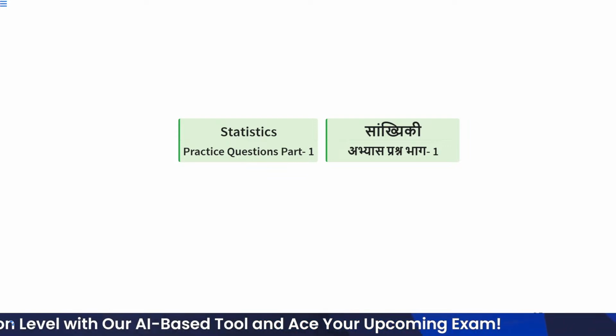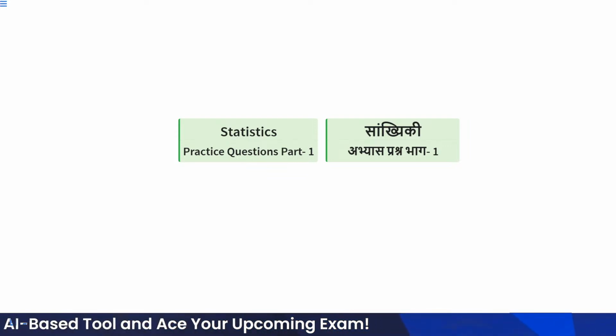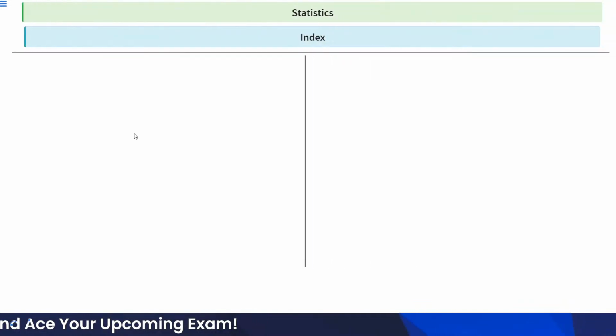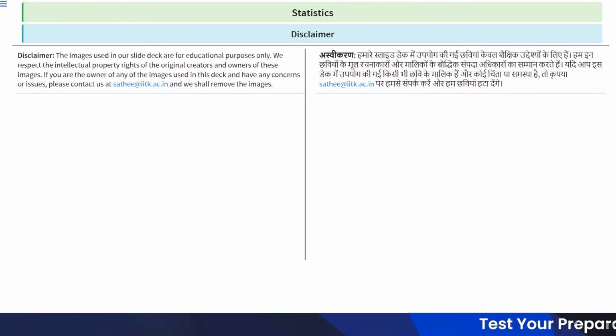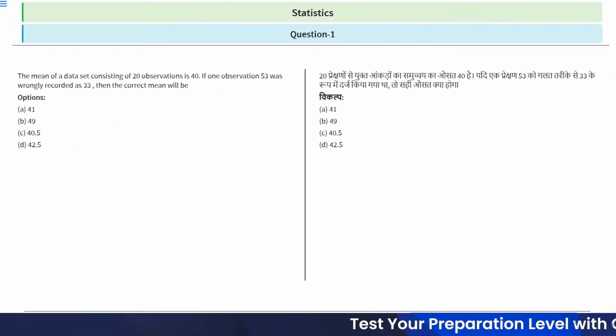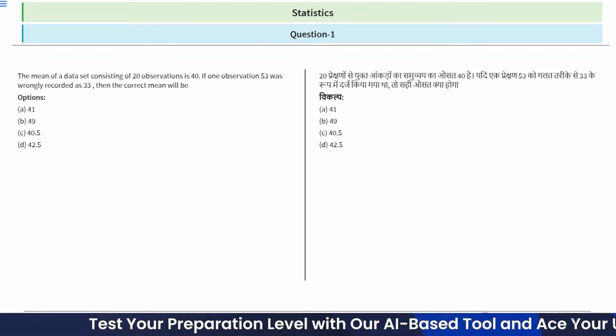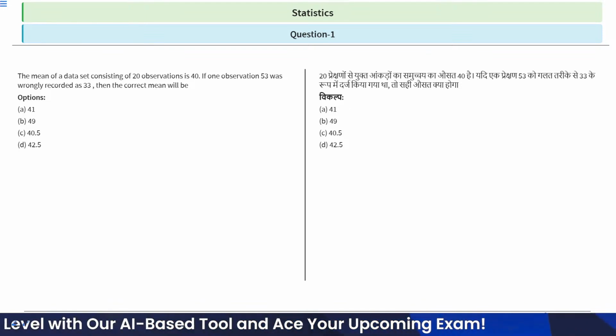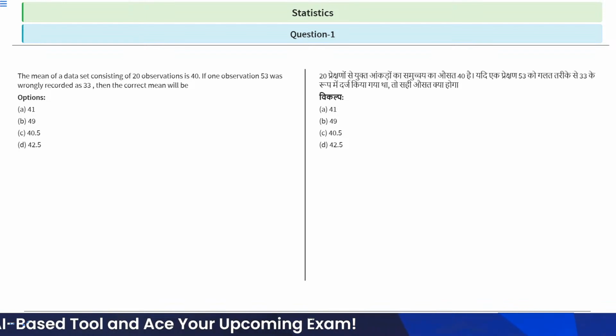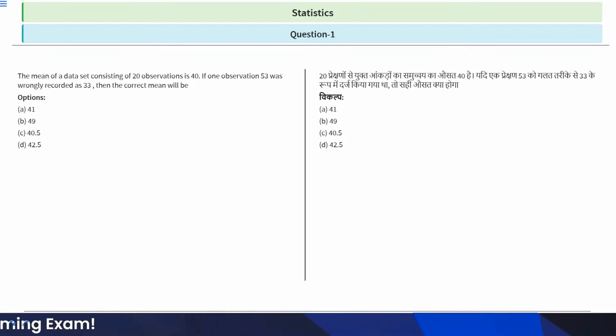Some questions based on statistics. So in today's class, we will practice from question number 1 to question number 6. Let us start with question number 1. Question number 1 says the mean of a data set consisting of 20 observations is 40, and one observation 53 was wrongly recorded as 33, right? Then the correct mean will be.